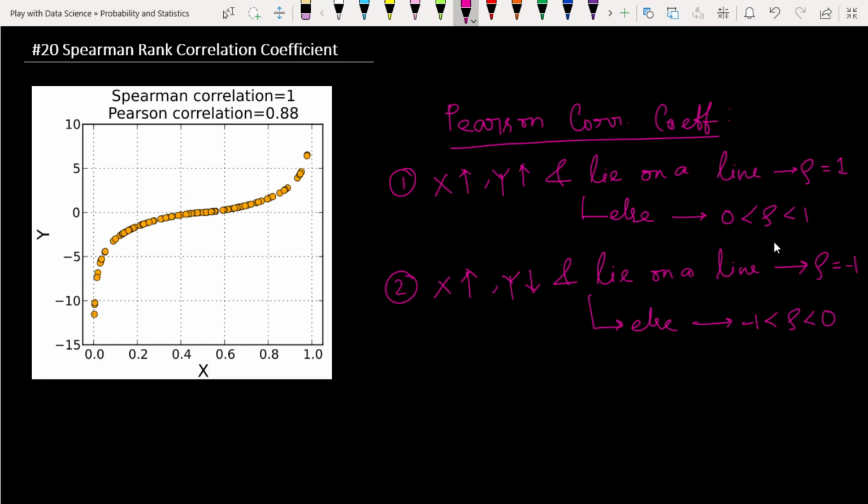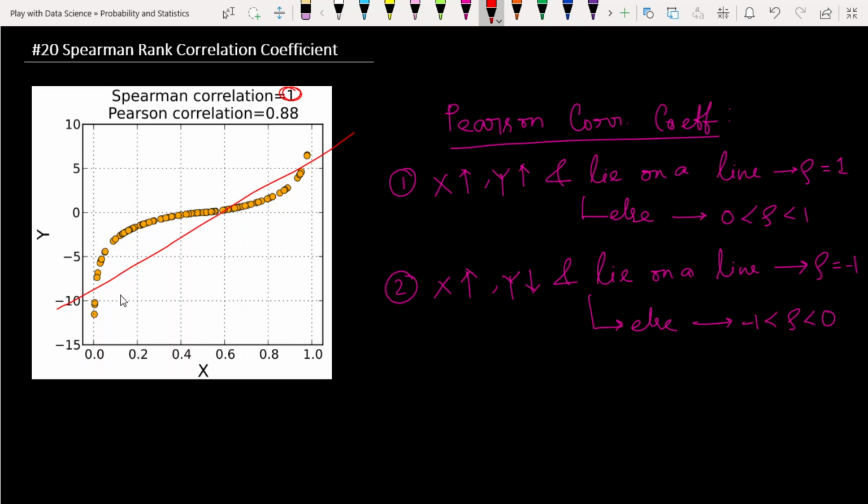With these 4 kinds of cases, only if the data lies on a line do we get +1 or -1. But see this picture: the data are not lying on a line, but here we got the Spearman coefficient value of +1. That's the main advantage. The Pearson correlation is not doing that job.